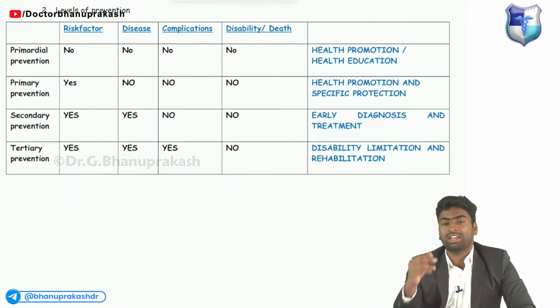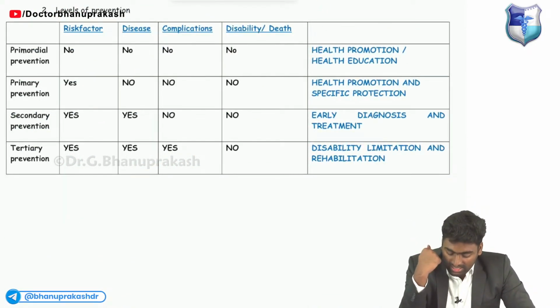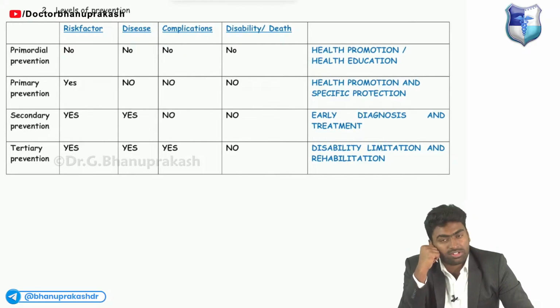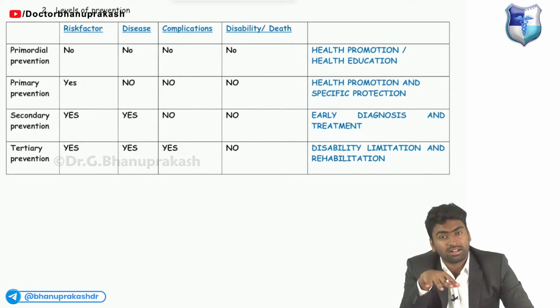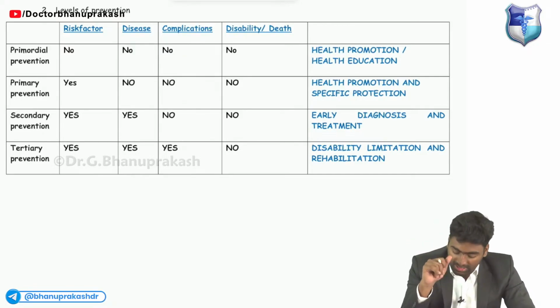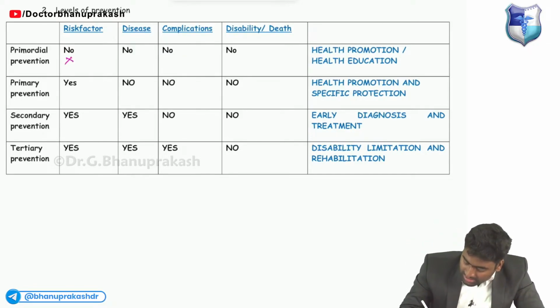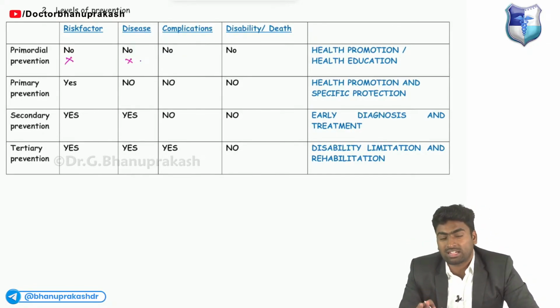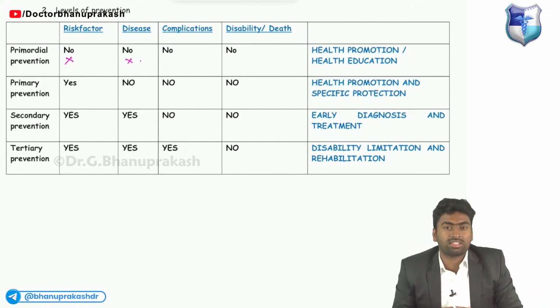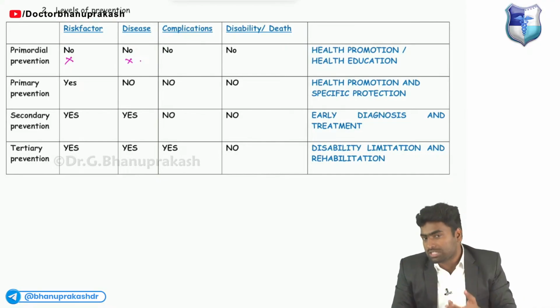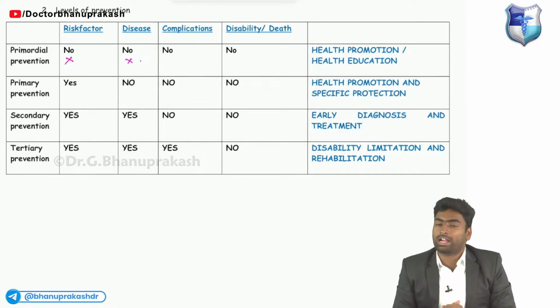Okay, then we'll move on to the next part, which is levels of prevention. Levels of prevention mean nothing more than this: you need to know whether the risk factor is present or not and whether the disease is present or not. Okay, if a risk factor has not come at all yet, for example someone is telling you in your small age, in your childhood, not to adopt bad habits.